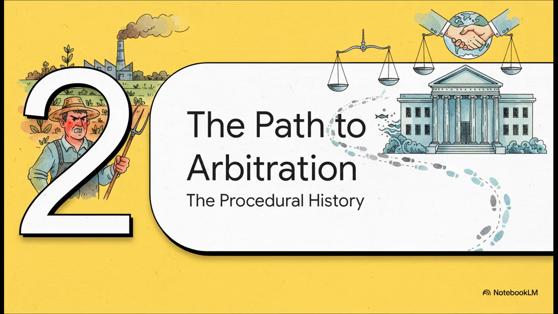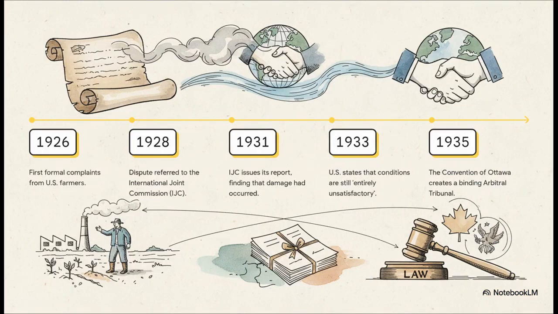So you have a bunch of angry farmers on one side of a border and a huge factory on the other. How does that become a major international legal case? Well, the road to arbitration here is a perfect lesson in how international disputes get resolved. It started small with individual complaints back in 26. But by 1928, it was big enough for the US and Canada to get the International Joint Commission involved. The IJC looked into it and, yep, in 1931 they confirmed damage was happening.